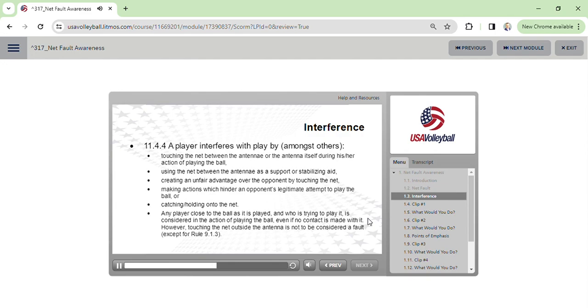The rule even helps us further by saying that players do not have to actually be contacting the ball to be in the action of playing the ball. Remember also that it is rare a net fault occurs when contact is made by a player with the net outside the antenna. The exception would be when that player interferes with the opponent's ability to play the ball. Now with that behind us, let's take a look at some clips.